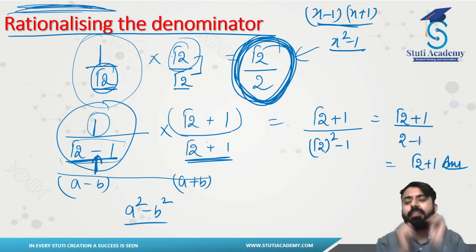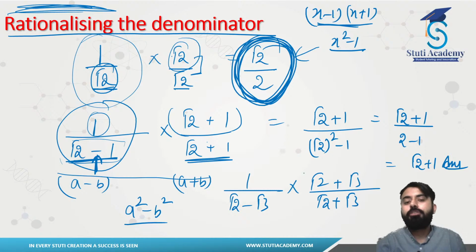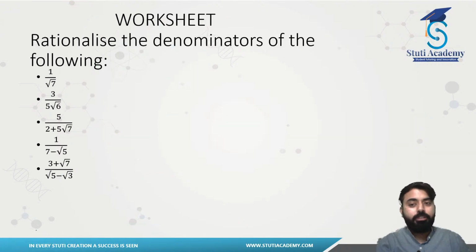You can rationalize any value here, even this one also: 1 over square root 2 minus square root 3. You have to do what? Just multiply this with square root 2 plus square root 3, positive sign here. Just solve them, you will be getting the value. So I hope you guys have understood the concept of rationalization, because that is very easy, but that is very important also. Now on the basis of this, I have this worksheet for you guys. You can easily do this. I will be doing this question for you guys. Everything else will be your homework.